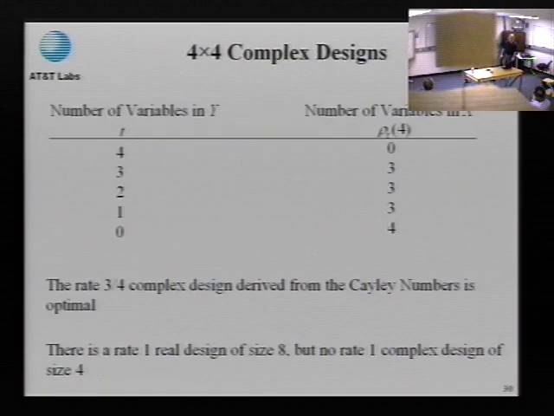When you look at 4x4 complex designs, you can ask how many variables can you support? And so here, we've broken it into real and complex, and the number of variables is the sum of this plus that, and you see that 3 plus 3 is the biggest number that you can get, so that's 6 real variables, 3 complex variables. That's the rate 3/4 code that we showed here.